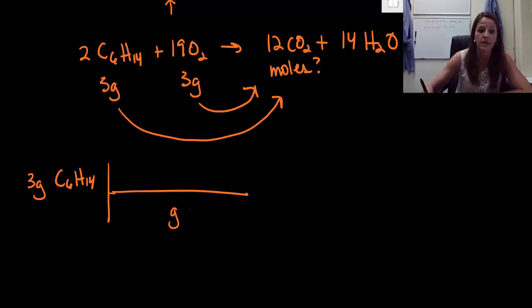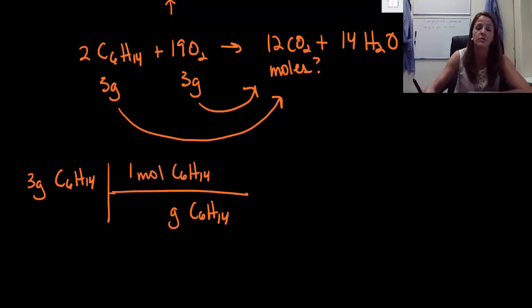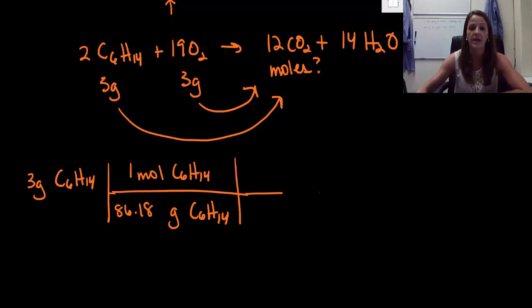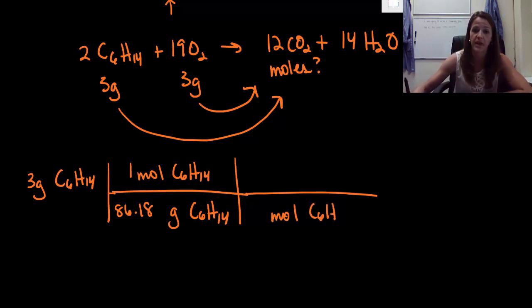So for our grams of C6H14, we have 1 mole of C6H14. This would be our molar mass. So for hexanes, we know that we have about 86.18 grams of hexanes per every 1 mole. All right, so there's that. Now we're in moles of hexanes. We have to go from hexanes to moles of carbon dioxide. So moles of hexanes is going to be on the bottom, and then moles of carbon dioxide is going to be on the top.